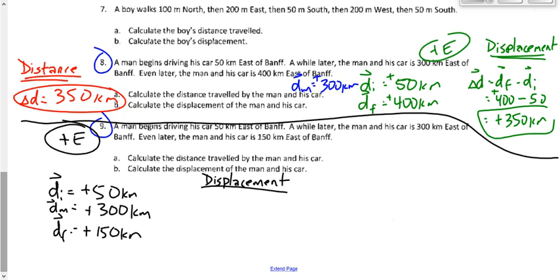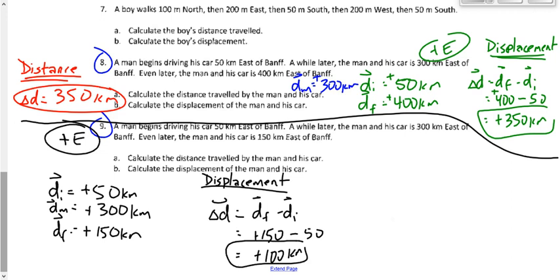Are those displacements or positions? Those are positions. Those are locations. Those numbers represent where the man and his car are at different times. So we're going to find the displacement. Once again, we'll do B first. Say df minus di, the final minus the initial. The final is 150. The initial is 50. My displacement is 100 kilometers. How many people got that? Okay, good.